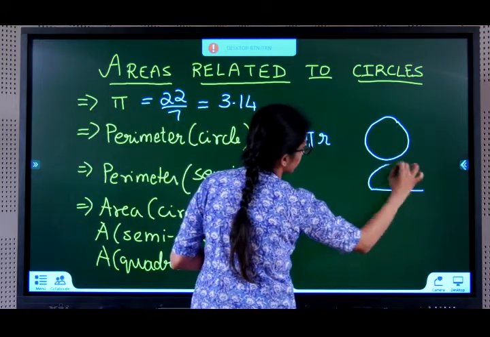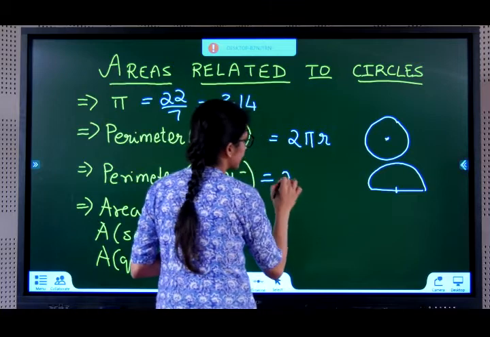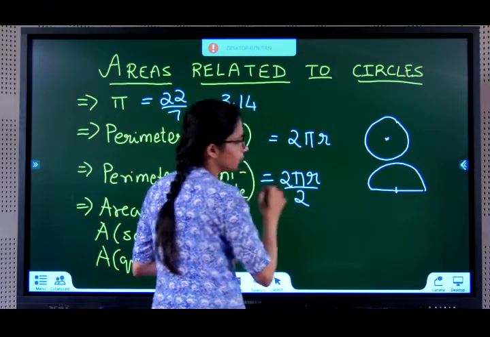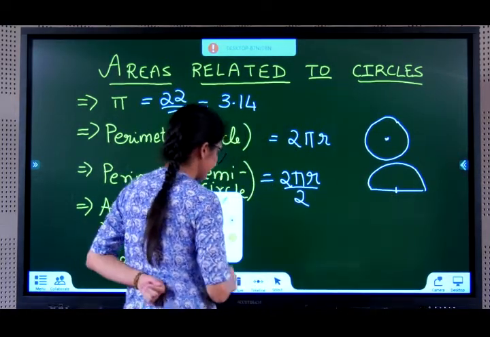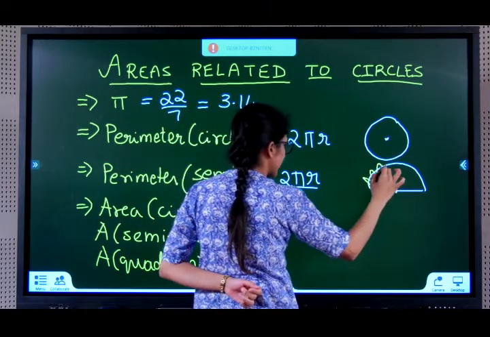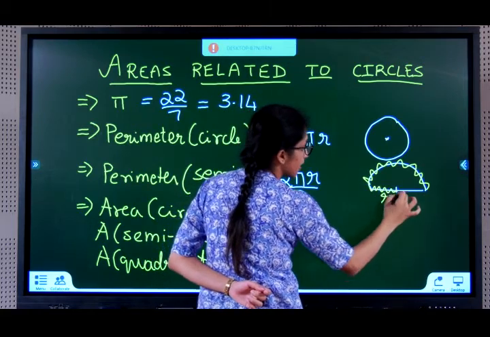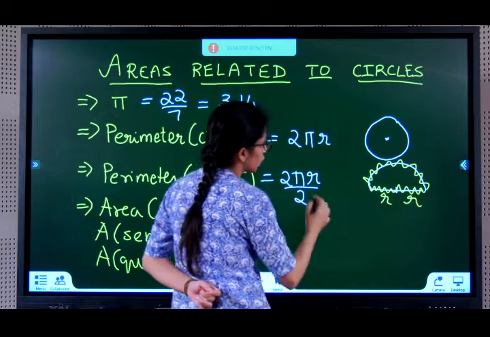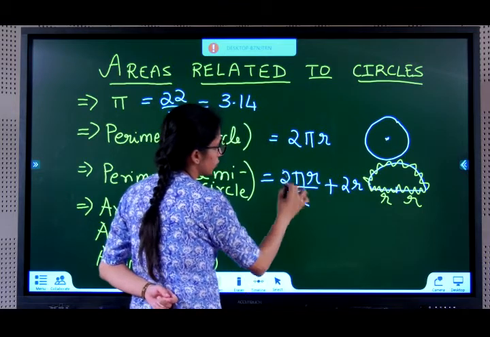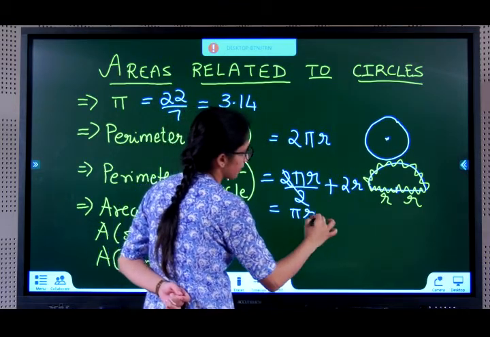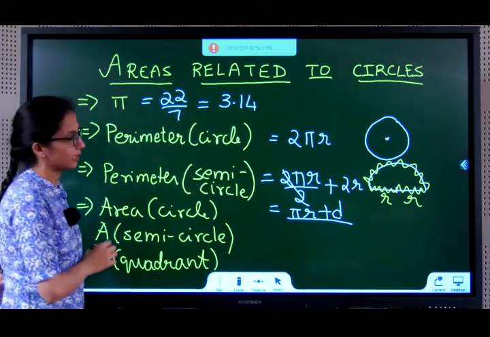Perimeter of semicircle. Semicircle means the center is here, so this is half of it. So, I can say 2 pi r by 2. But when I am fencing this, I will fence the curve, 2 pi r by 2, yes. But I will also have to fence this region which is r and this region which is r. So, 2 pi r by 2 plus 2r. 2 cancels, you get pi r plus 2r, which is nothing but d. Perimeter of semicircle formula.